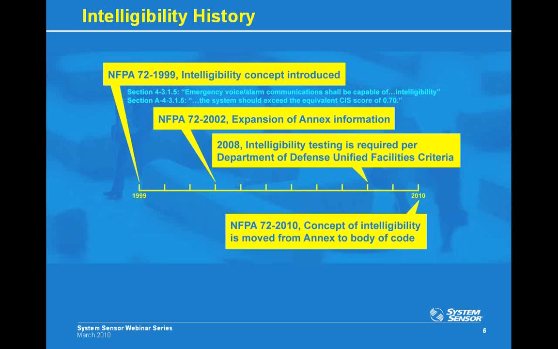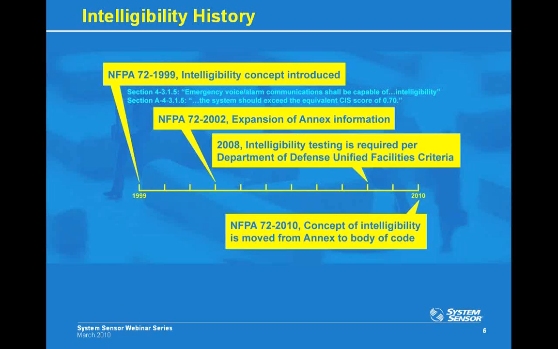Looking a little beyond the NFPA code, the final version of the Unified Facilities Criteria document for mass notification in all military facilities was approved by all branches of the military in April of 2008. This document spells out the mass notification requirements for all military facilities, which includes intelligibility requirements. And the requirements called out by the military are slightly different from what is called out in NFPA.